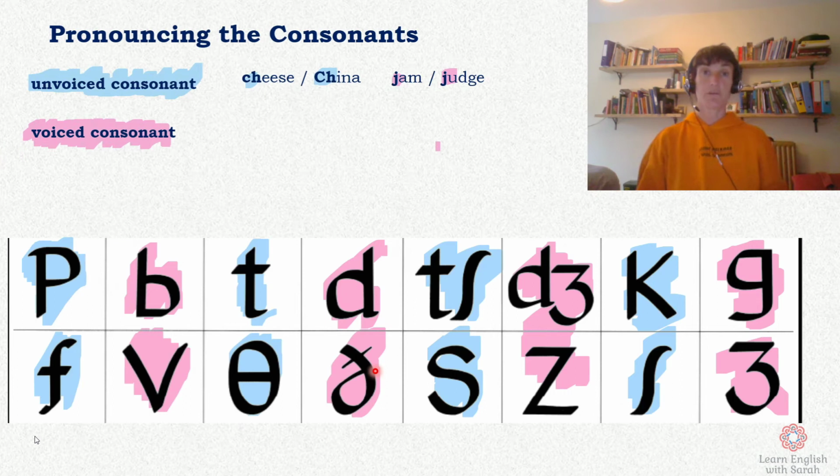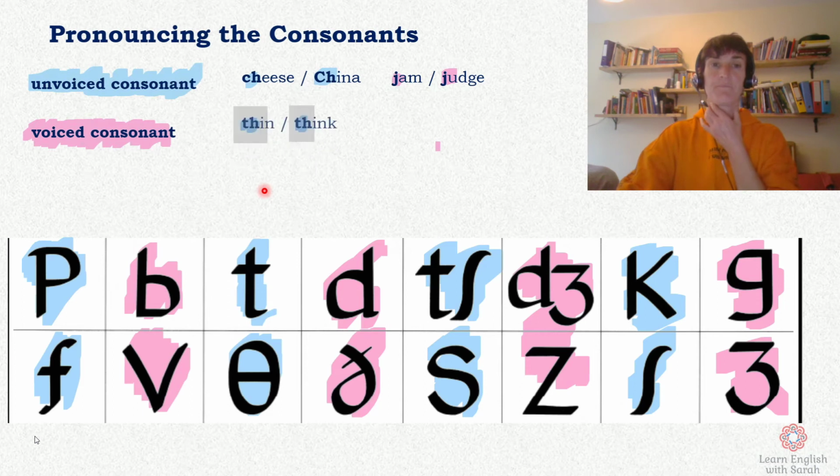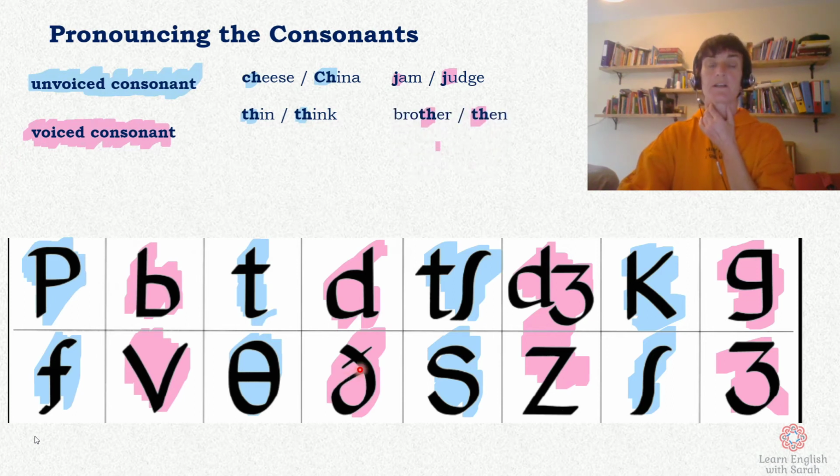Now we come to everybody's least favourite consonant sounds. I don't know anyone who really likes these sounds very much. These are the ones, of course, where you have to stick your tongue out a little bit, and most people don't really want to do that. So again, we've got an unvoiced one and a voiced one, and the unvoiced one is in words like thin or think, and the voiced one is in words like brother and then.